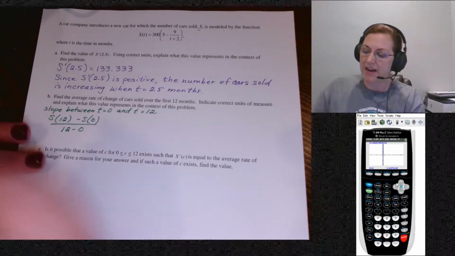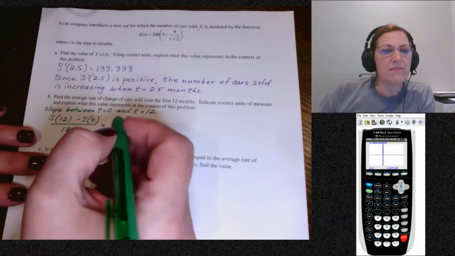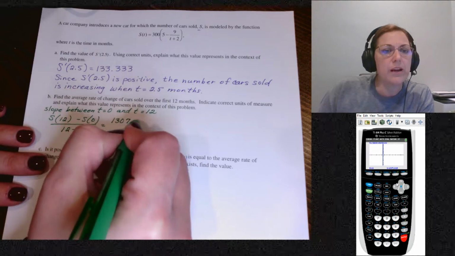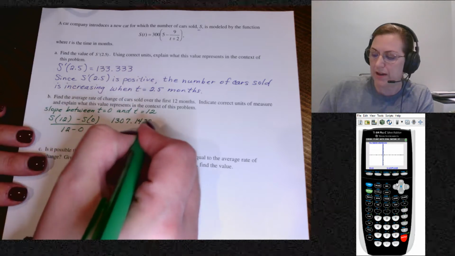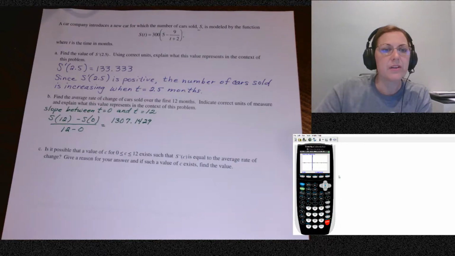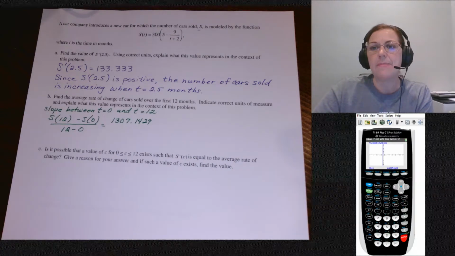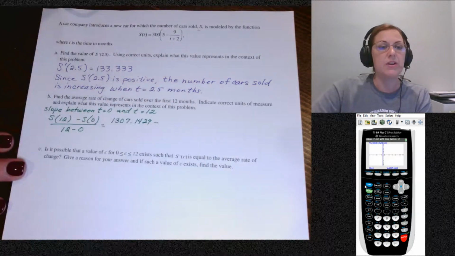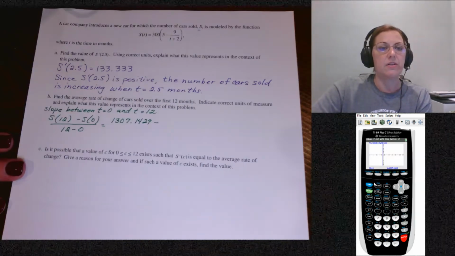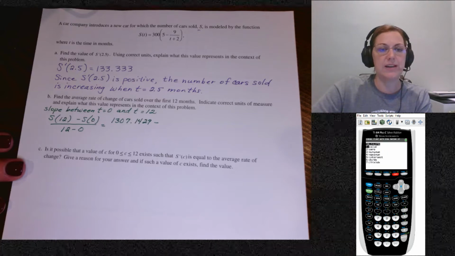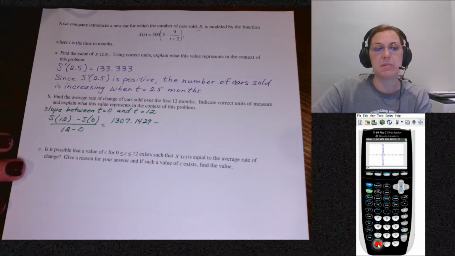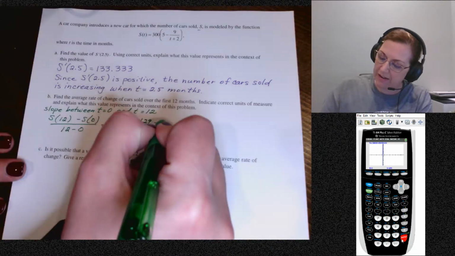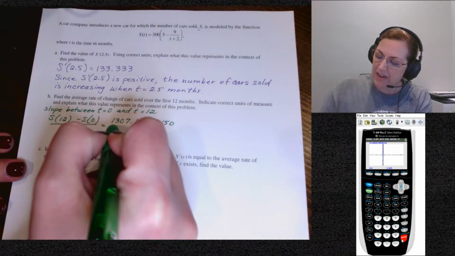Look at the bottom there. It's telling me that the y value here is 1307.1429. Okay. Then I'm going to do the same thing for when t is 0. So I'll do a second trace number 1 again, and this time I put when x is 0, and I get 150, and that's over 12.